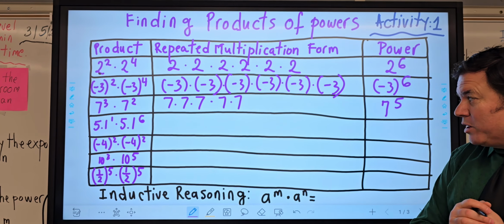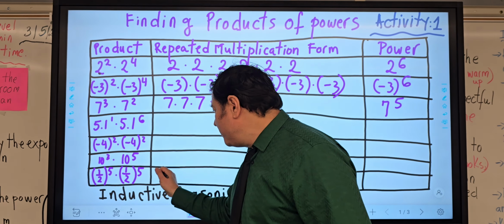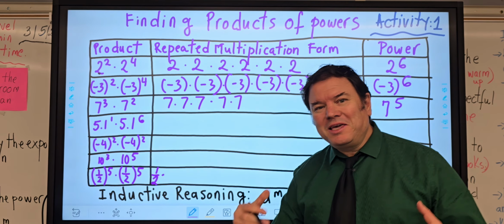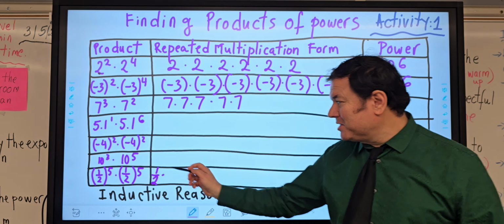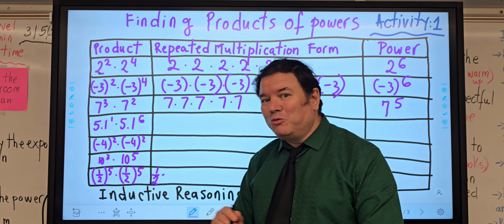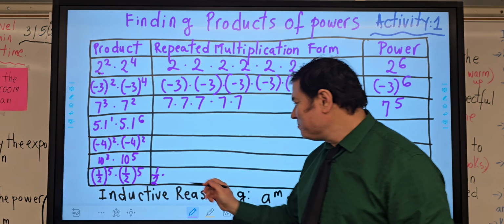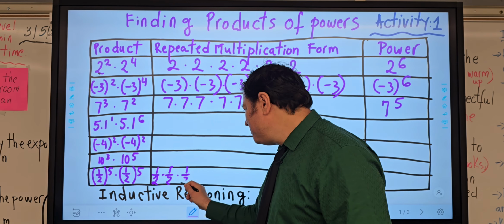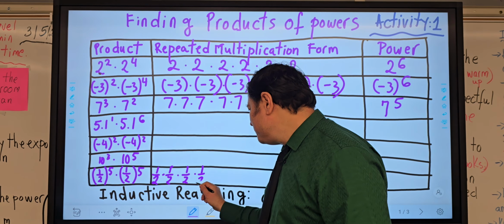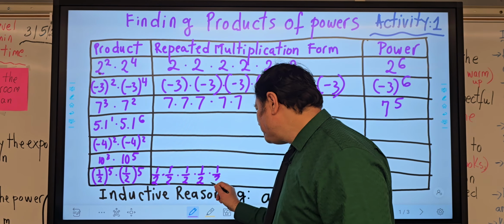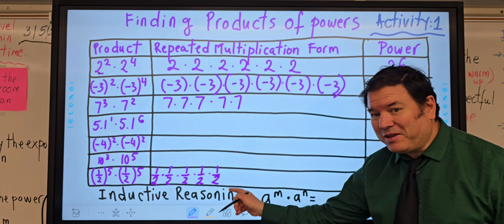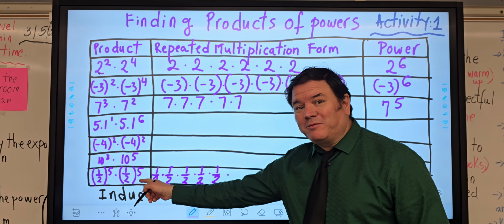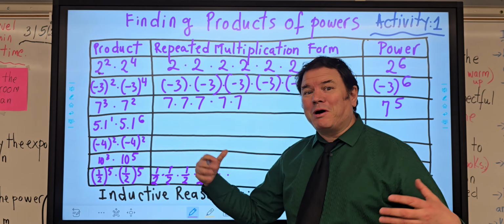1 over 2 to the 5th power. So we have 1 over 2 times, again, 5 times 1 over 2, because the exponent is telling us to multiply 1 over 2 5 times. Times 1 over 2, times 1 over 2, times 1 over 2, and times 1 over 2. Okay, 5 times. And then we have to multiply it again another 5 times because we have another 1 over 2 to the power of 5.